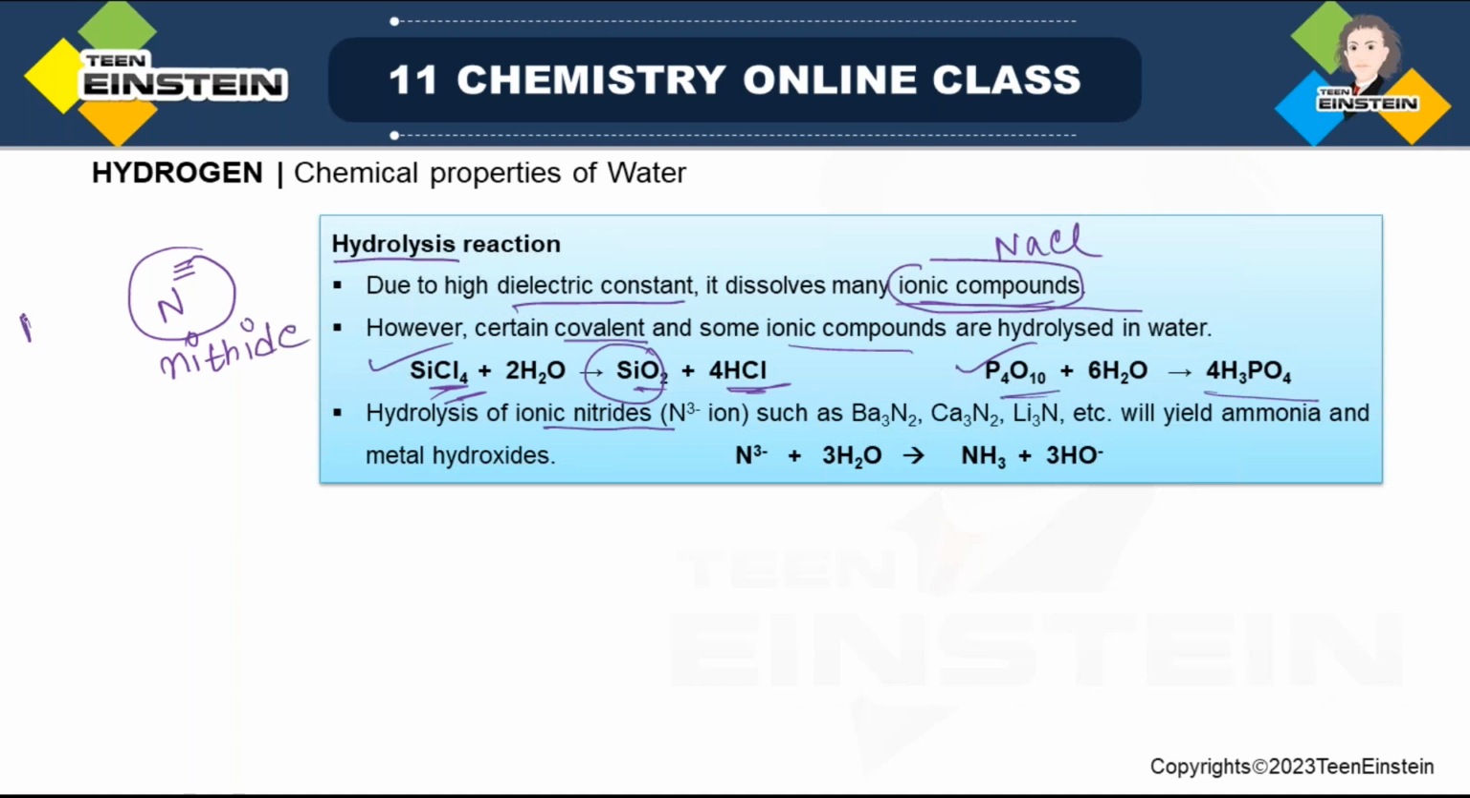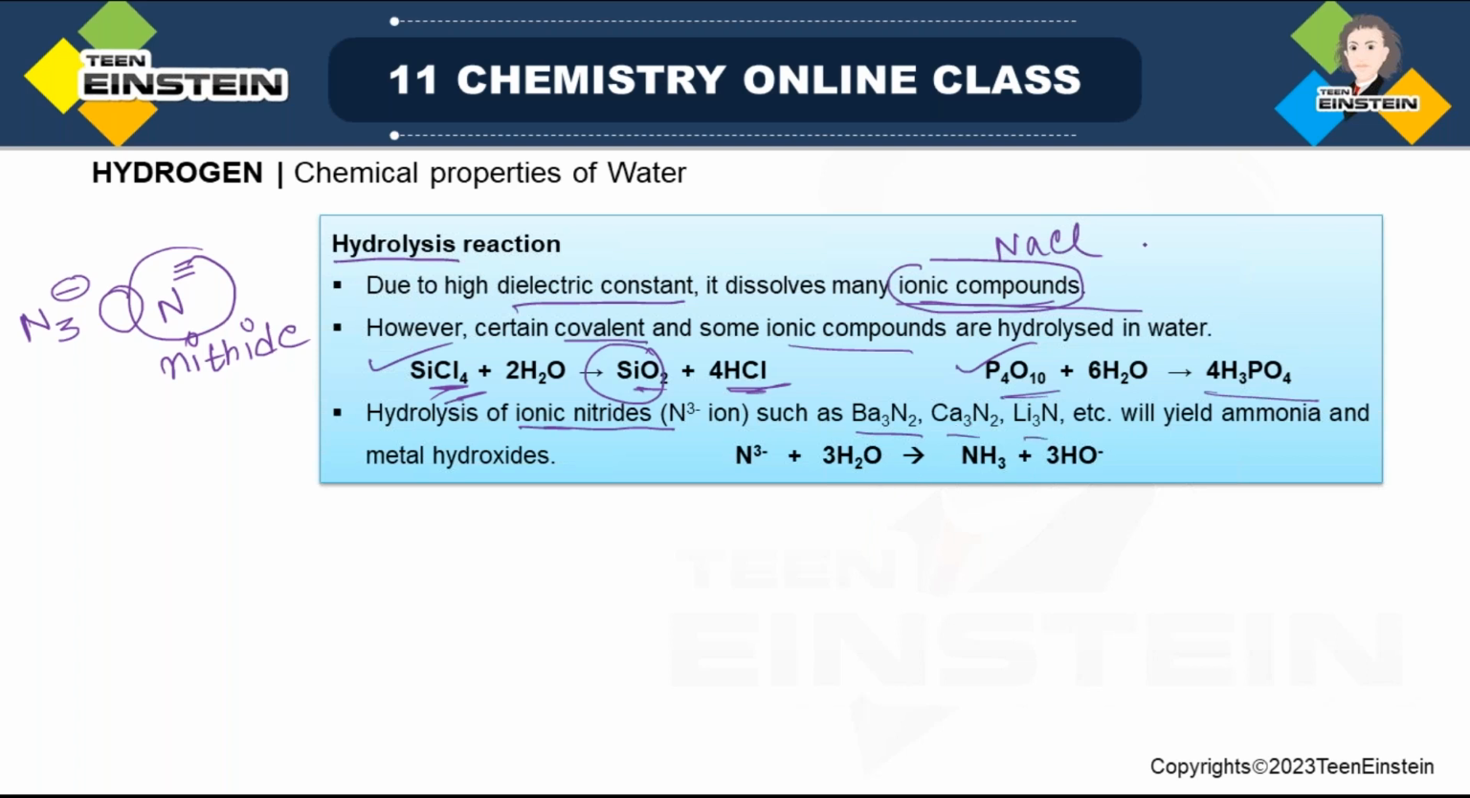Do not be confused with N3 minus. N3 minus is basically 3 nitrogen atoms having 1 negative charge, that is known as azide. That is different. This is 1 nitrogen atom containing 3 negative charge, and this anion is known as nitride ion. So when I am saying ionic nitride, the cationic part is basically some electropositive metals. So see here we have Ba3N2, barium nitride, calcium nitride, lithium nitride.